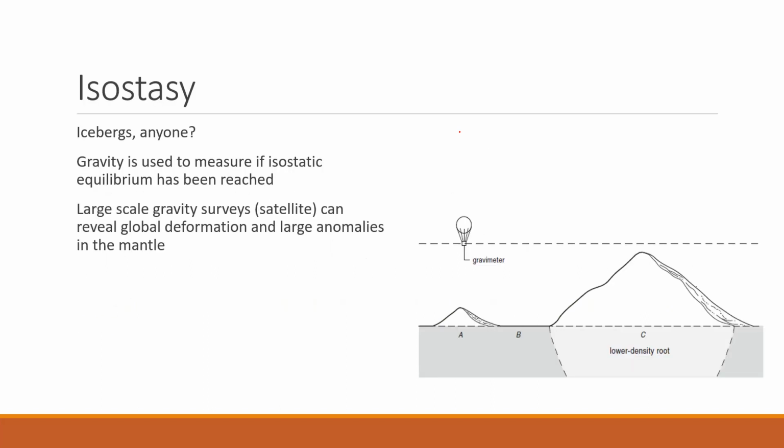So hold on. Isostasy. Isostasy is the equilibrium in floating. So we are basically looking to see if there is what we call compensation, if there's something that supports the elevation on the planet, and that's what isostasy ends up being. So gravity measures whether or not we have that equilibrium. We can reveal global deformation and anomalies in the mantle with satellite imagery of our gravity.